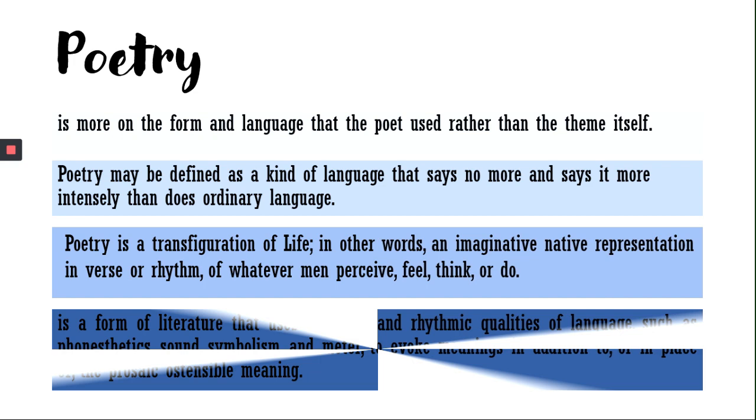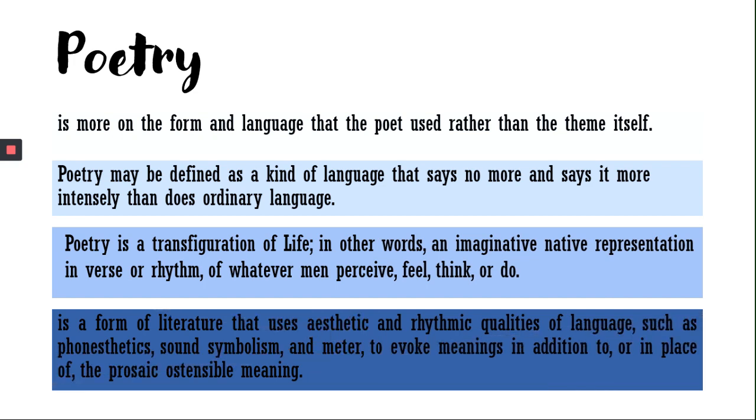Lastly, it is a form of literature that uses aesthetic and rhythmic qualities of language, such as phonesthetics, sound symbolism, and meter, to evoke meanings in addition to or in place of the prosaic ostensible meaning. As was defined previously, in writing poetry, we are using rhyme and other rhythmic qualities. We are also using figurative language to keep our readers interested, immersed, and entertained while they are reflecting and understanding our literary pieces.